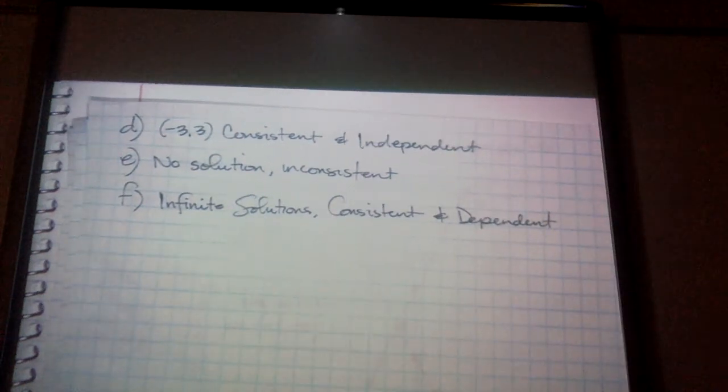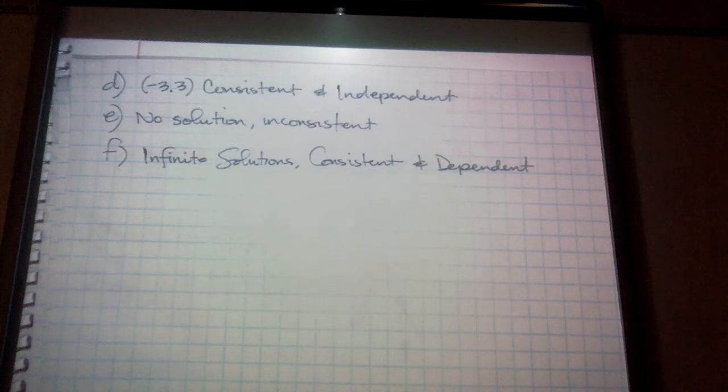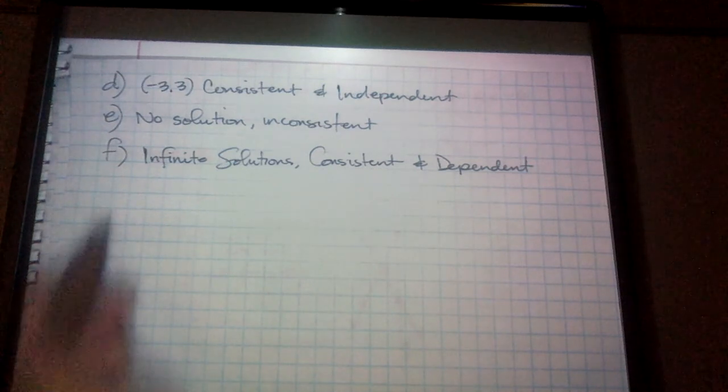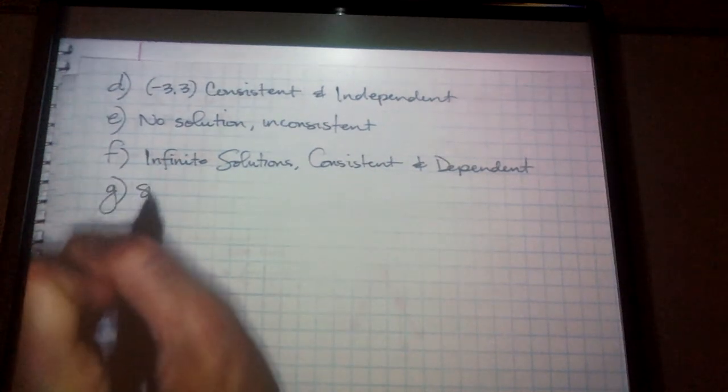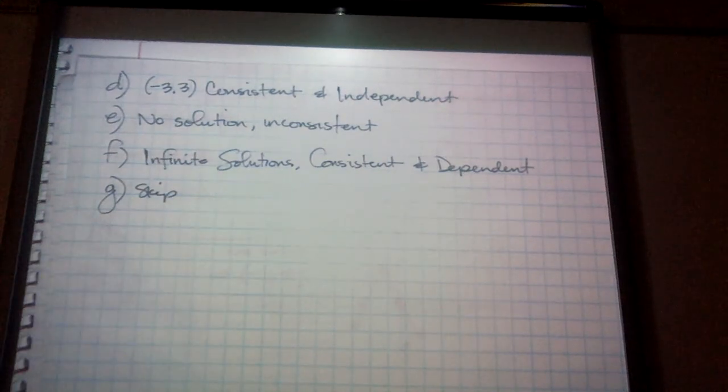Okay. And then finally, the last one is a word problem. And I'm gonna have us skip, and we're done.